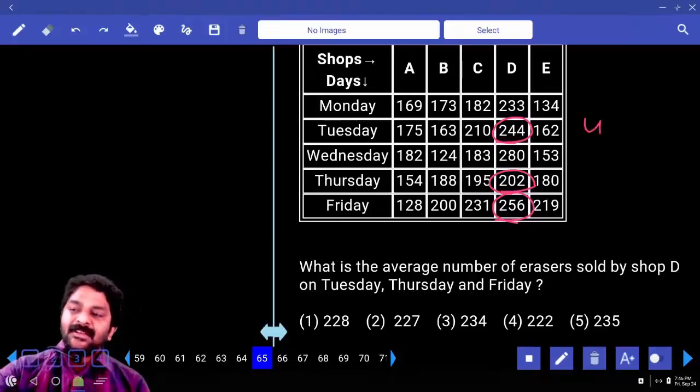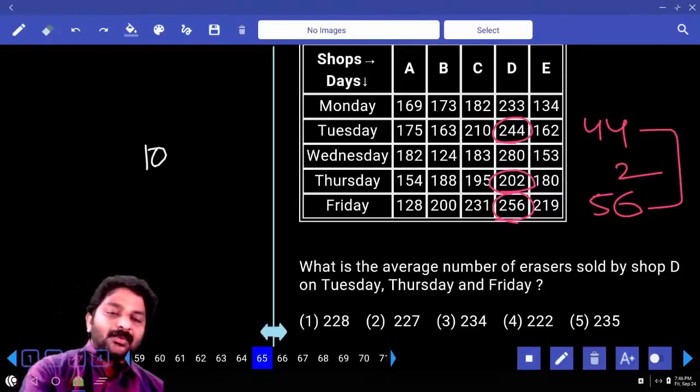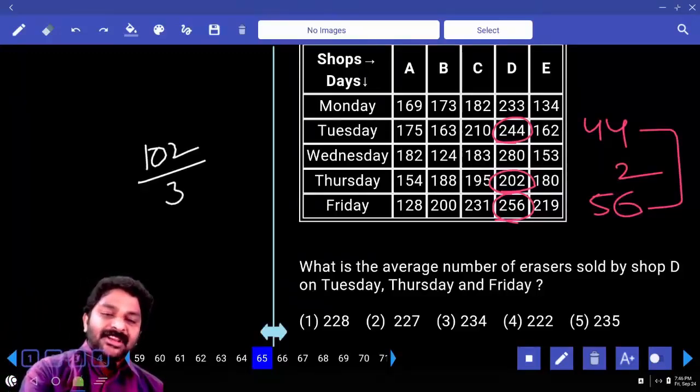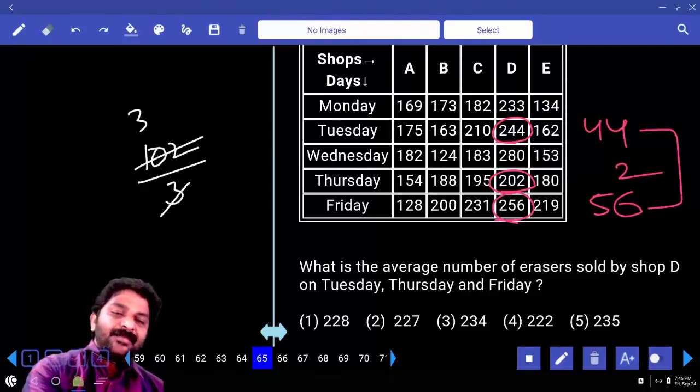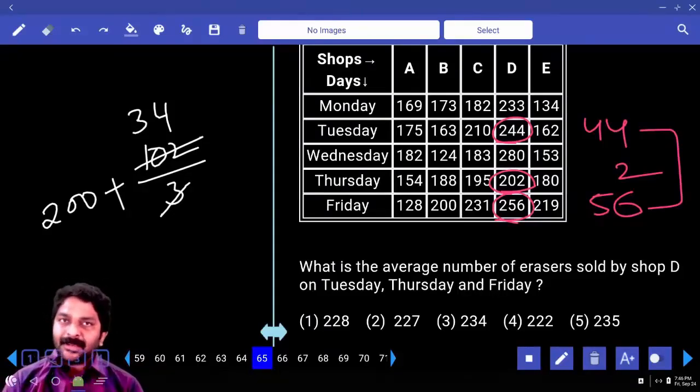First fellow is 44 more. Next number 2 more. Next number 56 more. 44 plus 56 is 100, plus 2 is 102. Now 102 must be adjusted among 3 numbers. So each gets 34. So after making 200, again we are getting 34 more. So answer 234, third option, final.